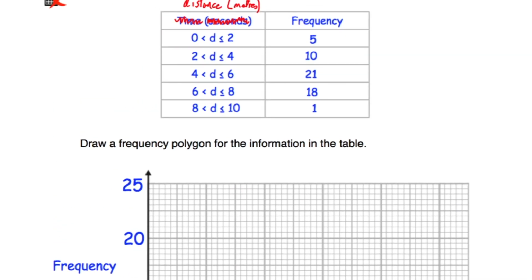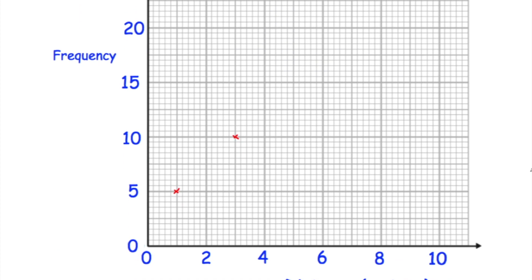Next would be 5 across and 21 up. So 5 across would be here, and 21 up. Now we need to make sure we know what these little boxes are worth. So we've gone from 0 to 5 in 10 boxes. Now if we do 5 divided by 10, that's 0.5. So that means that each little box is a half.